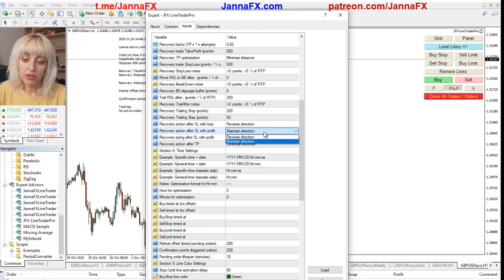But you can at the same time think, okay, maybe it will not. Again, it touches one of the levels and you want to reverse, so you can change it. So that's for the trailing stop, okay? So when it trails.